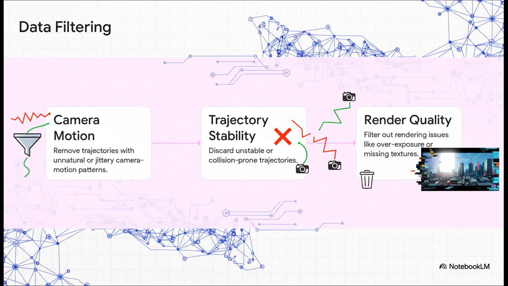They needed the model to learn movement that felt natural. Second, they did a stability check on the path itself. If the camera clipped through a wall or did something physically impossible, out it went. And third, a render quality check. Any kind of graphical glitch, weird lighting, missing textures, anything, and the video was tossed. What was left was only the absolute best of the best, the cleanest, most perfect data you could imagine.